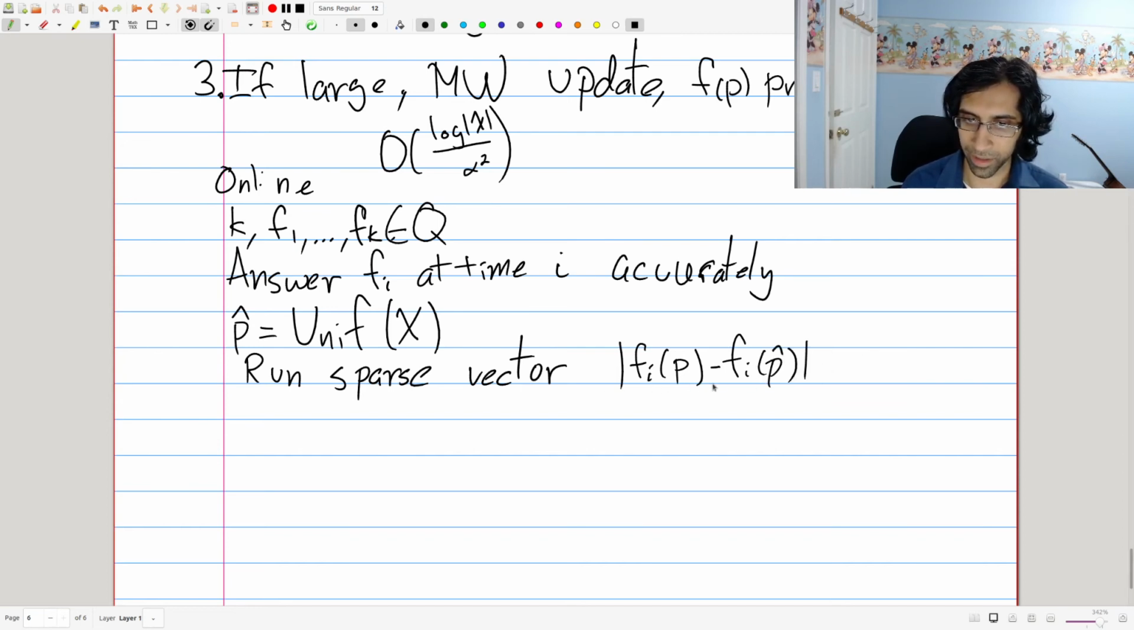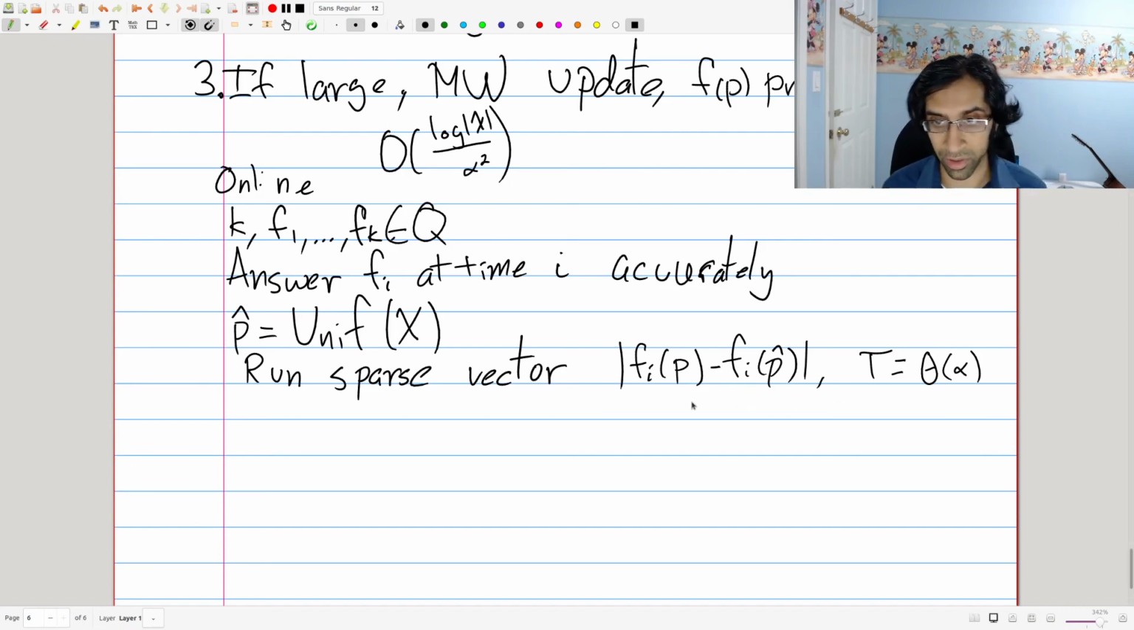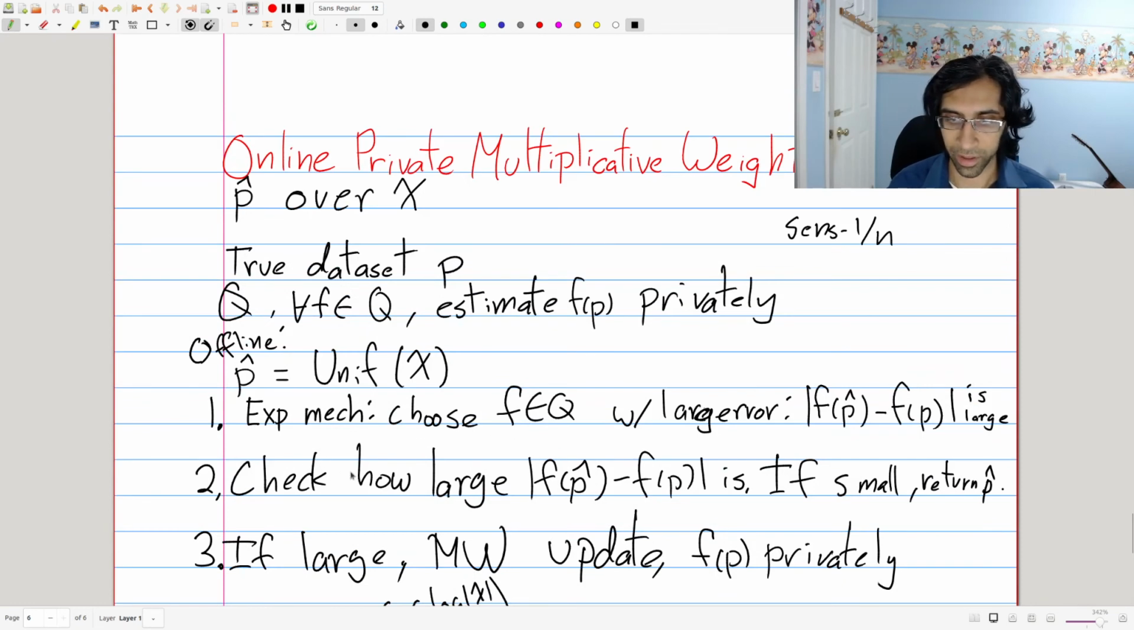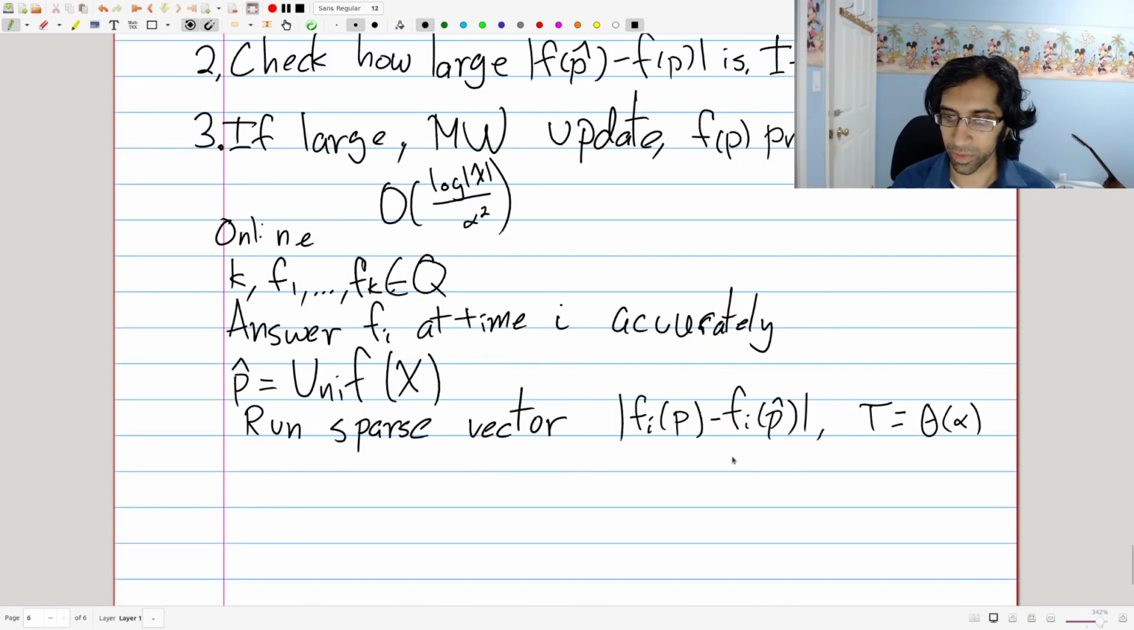This will be what the query is, and we'll use the threshold t, which is equal to, say, theta of alpha. I'm not going to worry too much about the specific constants, but essentially what we're going to do is try to mimic what we were doing before. You can see the first two steps, we're really looking to see whether the value of f of p hat minus f of p is going to be greater or less than alpha. And so that's exactly what we do here. We're just going to use SparseVector, checking whether their difference is greater than or less than alpha.